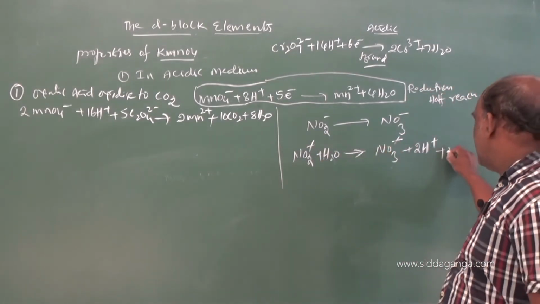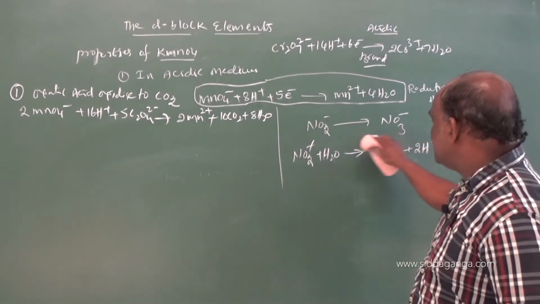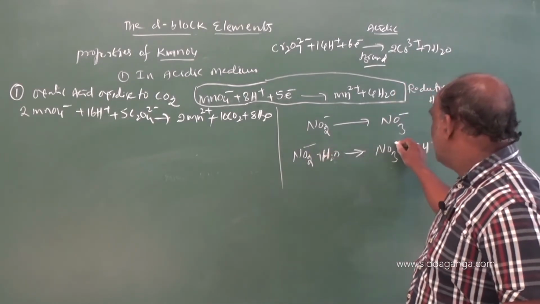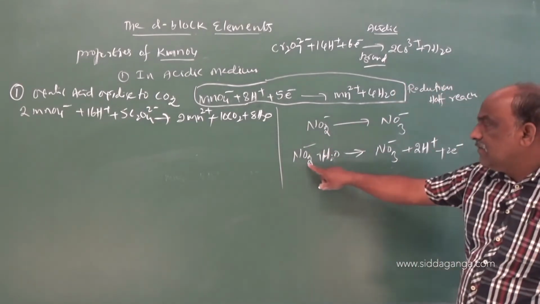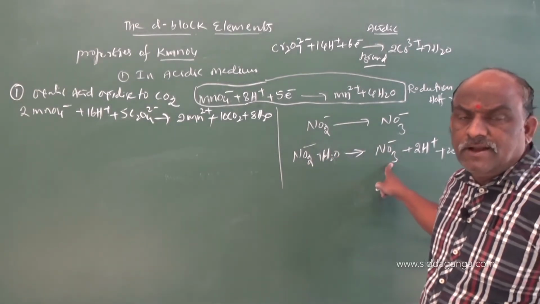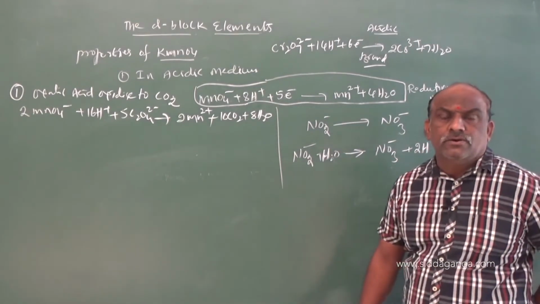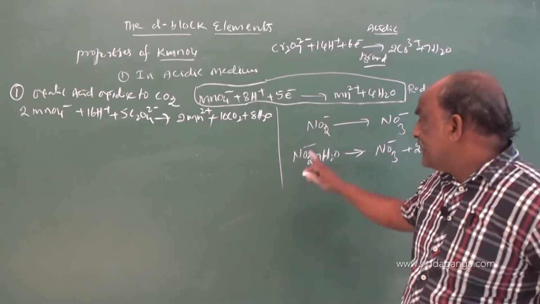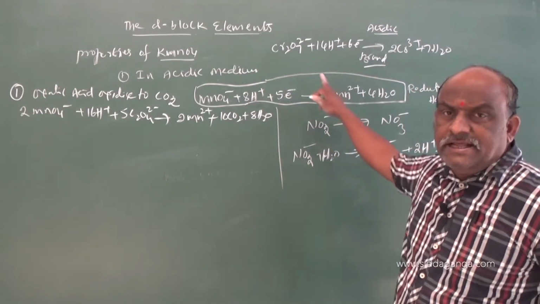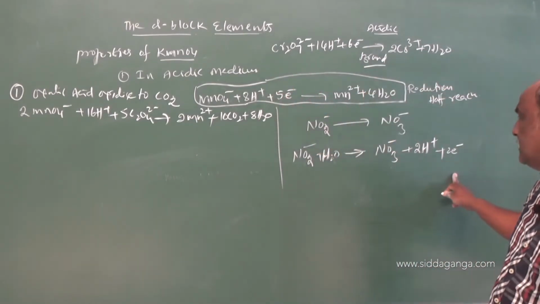2H plus requires how many electrons? 2 electrons. After simplification, the final equation we get is NO2 minus plus H2O gives rise to NO3 minus plus 2H plus plus 2 electrons. Nitrites oxidized to nitrate. In the standard equation 5 electrons are there, in the second equation 2 electrons are there.